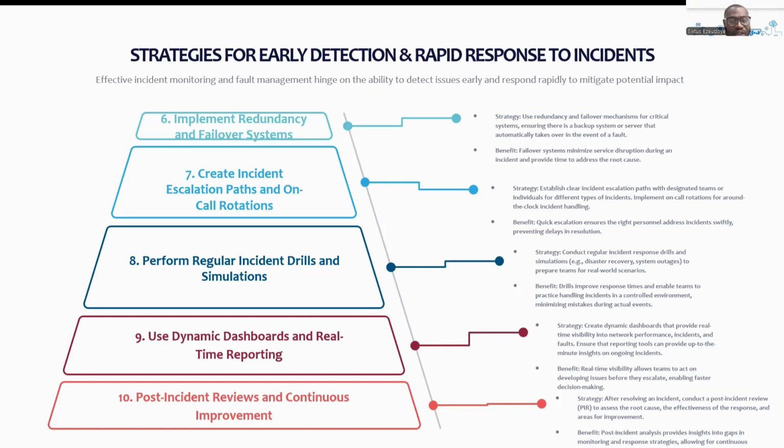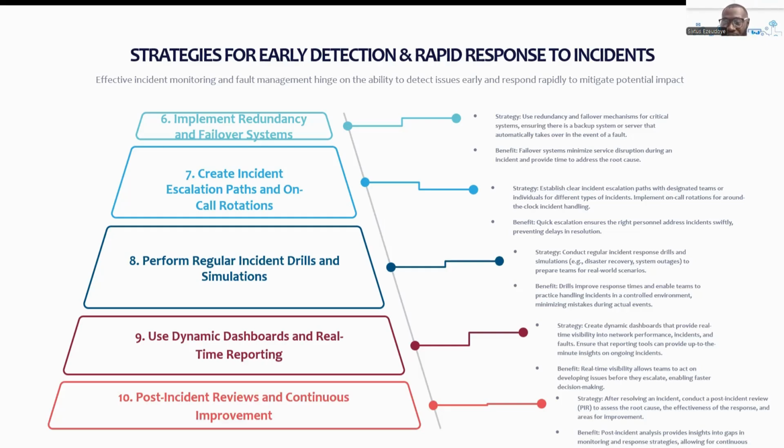And the ninth strategy, using dynamic dashboards and real-time reporting. The strategy creates dynamic dashboards. There must be a dynamic dashboard that provides real-time visibility into your performance, incidents, and faults, ensuring that your reporting tools can provide up-to-the-minute insights on ongoing incidents. Like earlier explained, up-to-the-minute, real-time. There mustn't be any gap. If it's happening now, it's happening now. The time must show the exact time it happened.